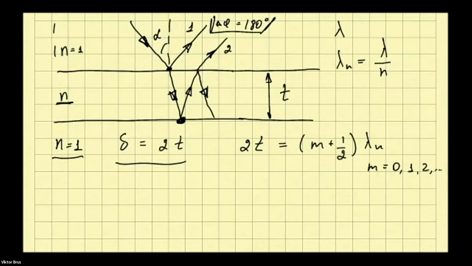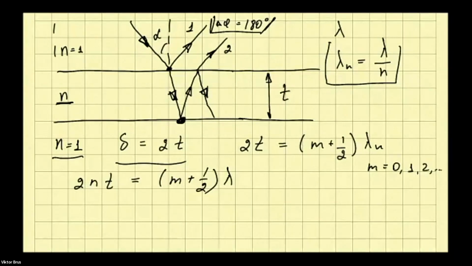So on the contrary, if we want to consider this condition in terms of the original wavelength in air of the incident light, we need to take into account this relationship between lambda n and lambda. So instead of lambda n, we can substitute its expression, lambda divided by n. So that will be 2 times n times t equal to (m plus 1/2) times lambda. That will be the original wavelength of the light before it penetrates into the medium of the thin film.